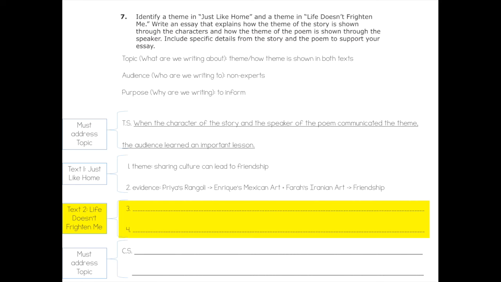Okay, we are ready to move on to details 3 and 4 from the text Life Doesn't Frighten Me. Once again, I know I need to do two things. I need to state the text's theme, and then I need to give evidence for that theme. So I'm adding my cues again, theme and evidence.